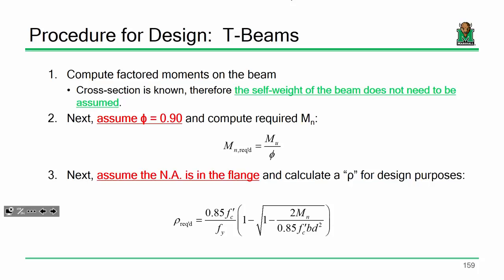Yes, sir? So how do we know the cross-section? Is it always going to be given? That's a good question. That's sort of what I was mentioning earlier. You can size a slab right now. You can size a beam, just a rectangular beam right now. A T-beam is nothing more than a beam and a slab. You could argue that one of the goals of what we're trying to do with T-beam design is that you know how to pick reinforcement for a given rectangular beam, right? You know how to pick reinforcement for a slab.